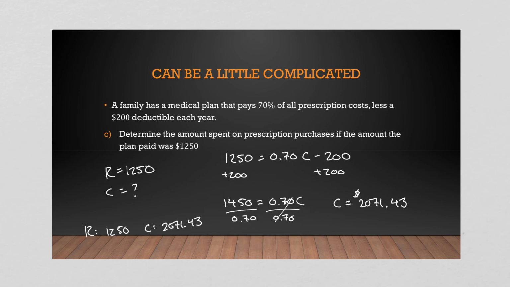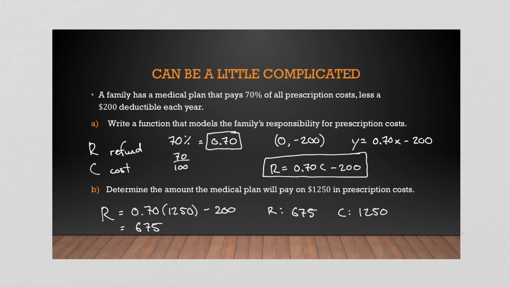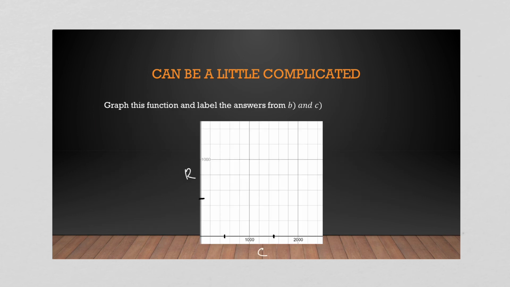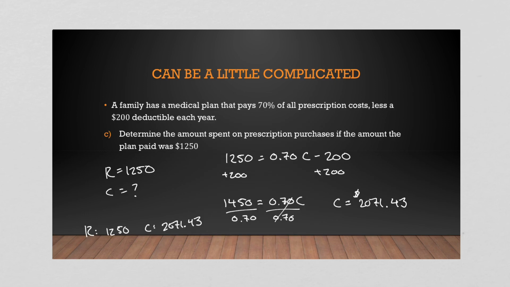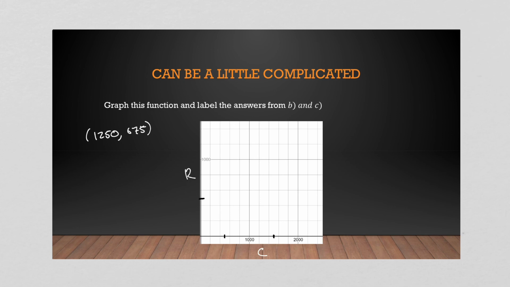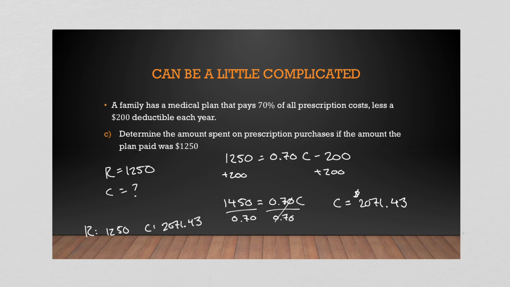But see how we have the R and the C, right? And we had two values. We had 675 for 1250. So we had R was 675. So we had 1250 comma 675. And then from this one we had R was 1250, and C was 2071.43. So R was 1250 this time, and C was 2071.43.